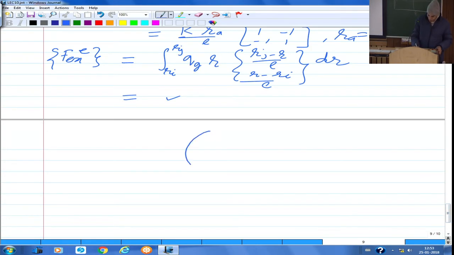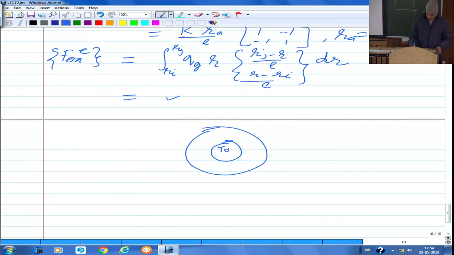Say, for example, you want to look at a problem. Let us say that we have a cylinder, and there is some temperature T naught. The inside temperature is T naught. The inner radius is Ri, and the outer radius is, let us say, Ro. On the outside there is, let's say, convection, or maybe dT by dr is 0. Let's say that kind of situation you have.